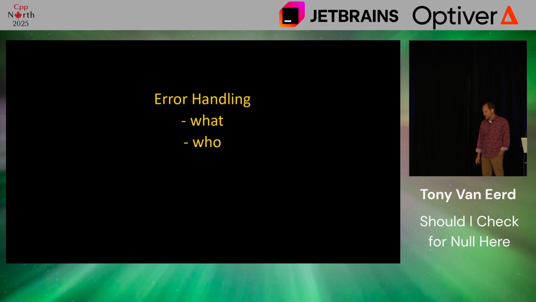So, error handling. Not just bugs, but error handling in general. Because maybe this null pointer was a bug, maybe it wasn't. Maybe null wasn't a bug, maybe it's just an error that you expected. What do we mean by errors, and who do we mean by errors?